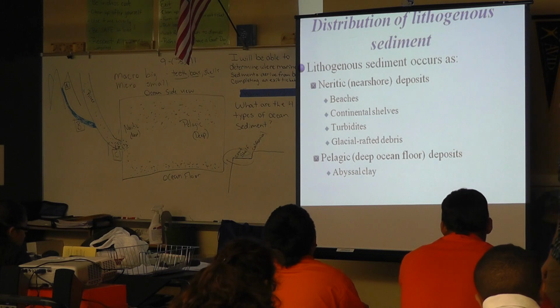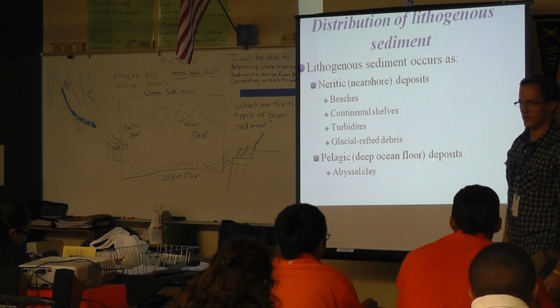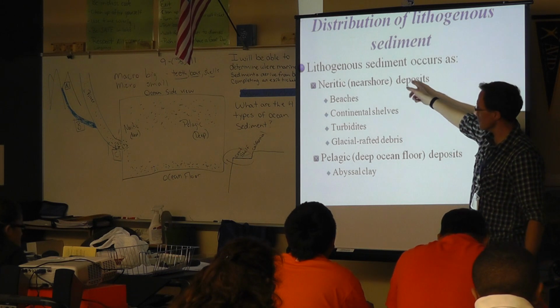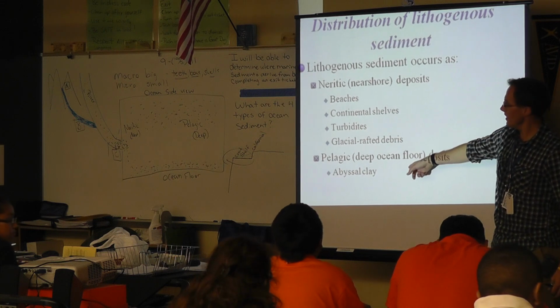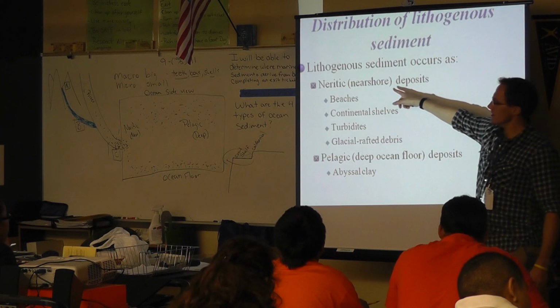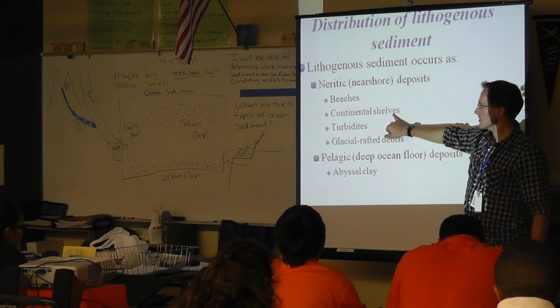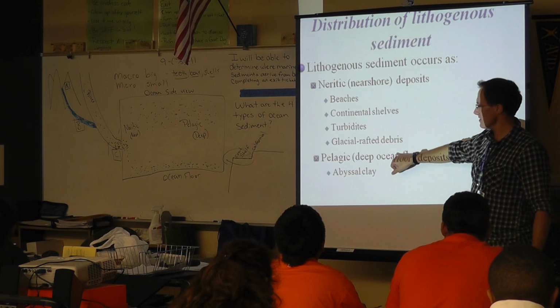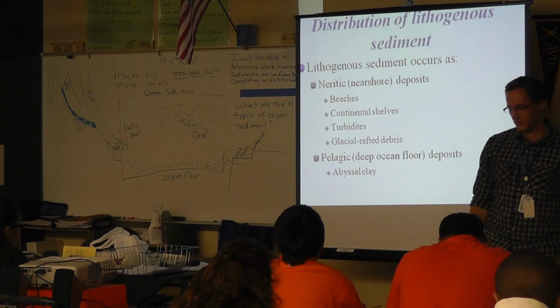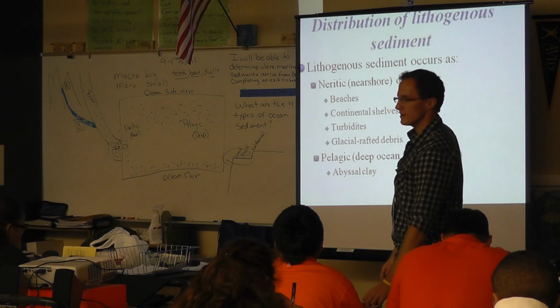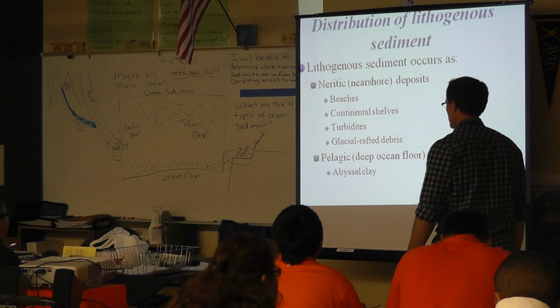All right, so distribution of the sediment. So where do we find it? And you had these terms. We went through these already. Neritic is near shore. Those are going to be your beaches, your continental shelves, your turbidites, and your glacial rafted debris. So let's look at what each of those areas are.